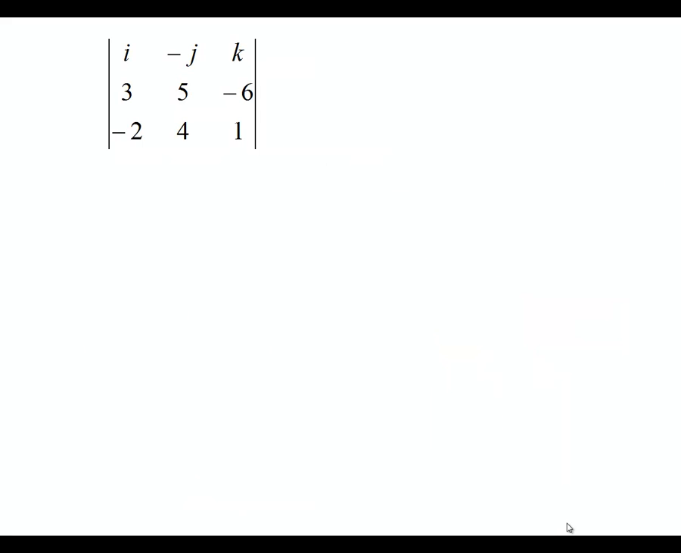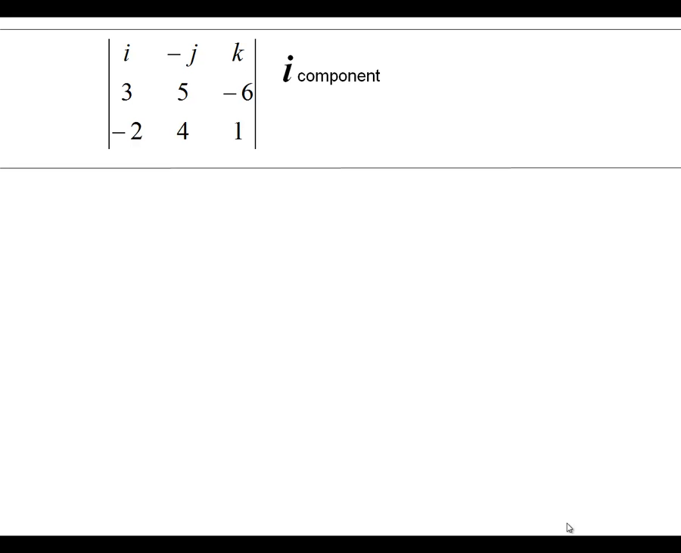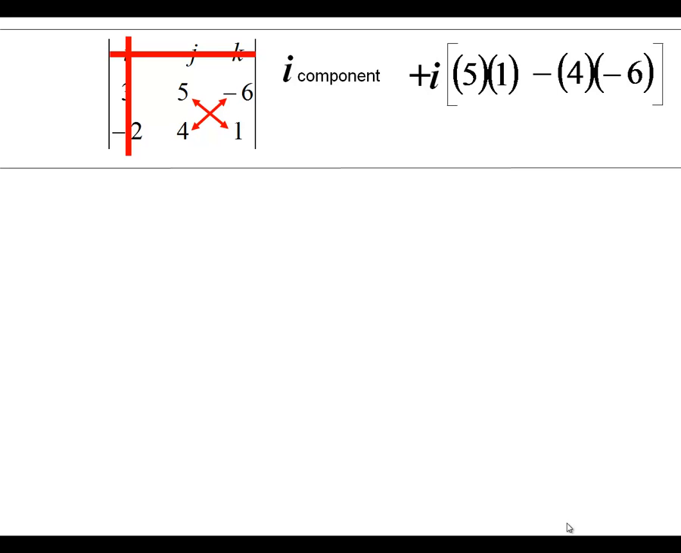And then if we want to find a determinant, the first thing we do is we say, okay, the i component of the new vector, we would have to cross out the ith row and column, and then multiply it by the determinant of that smaller 2 by 2 matrix, which is 5 times 1, subtract 4 times negative 6. So the ith component of the new vector is 29i.